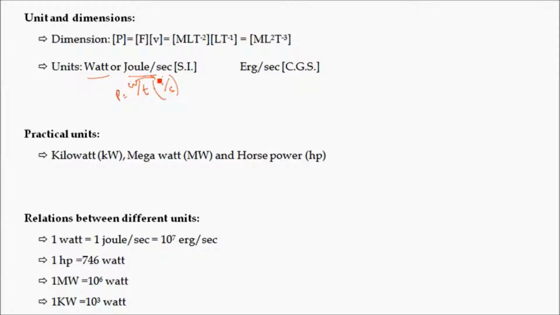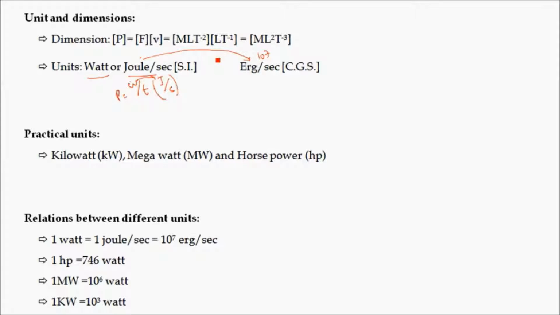joule per second, and it is also called watt, while the CGS unit is erg per second. And if you have to convert the SI unit to CGS unit, we have to change the joule into erg, and as we know, 1 joule is 10 to the power 7 erg. So accordingly we can change the SI unit to CGS unit.